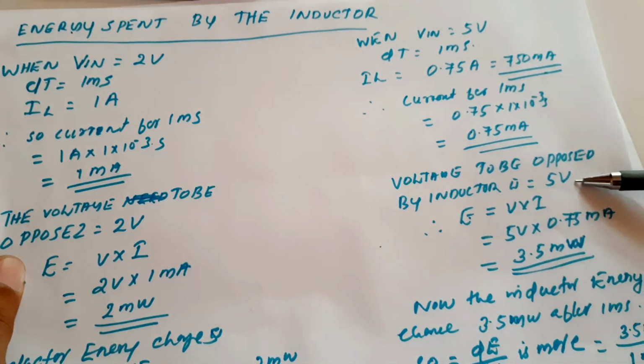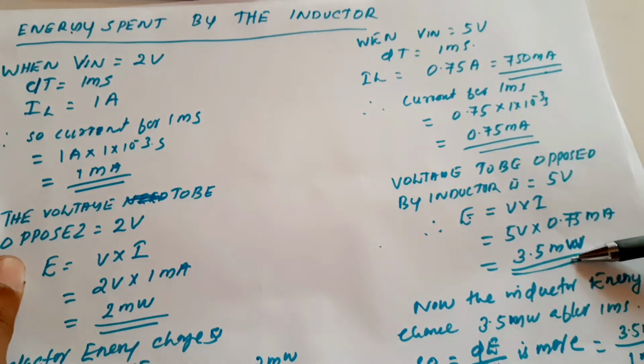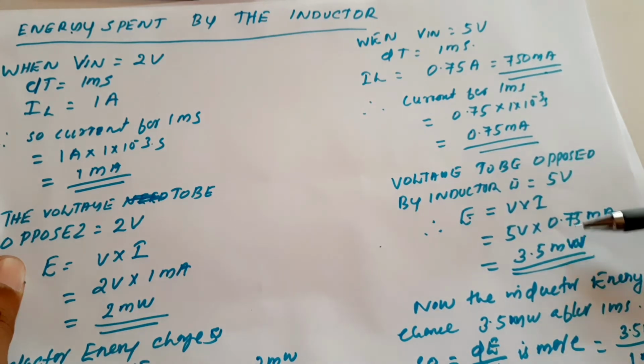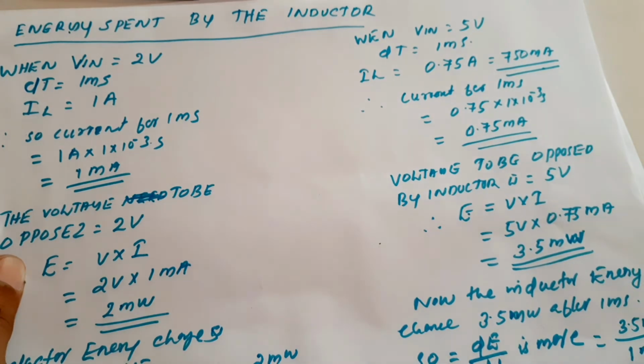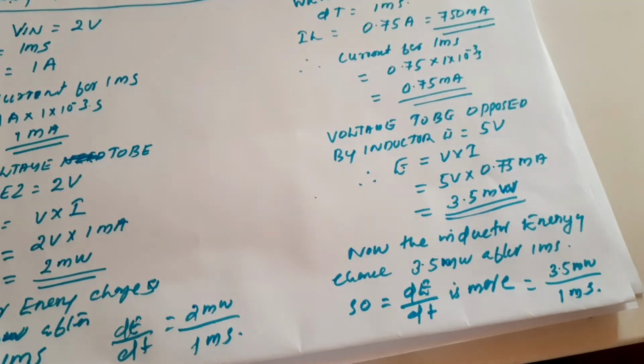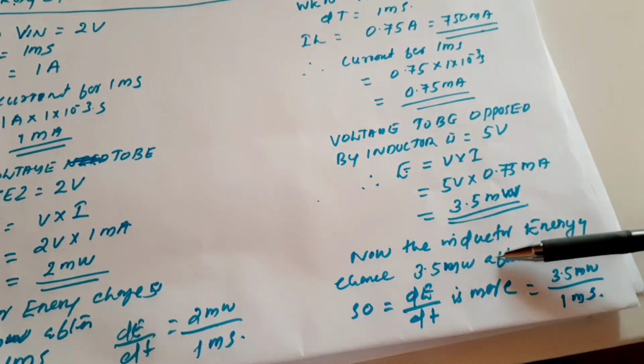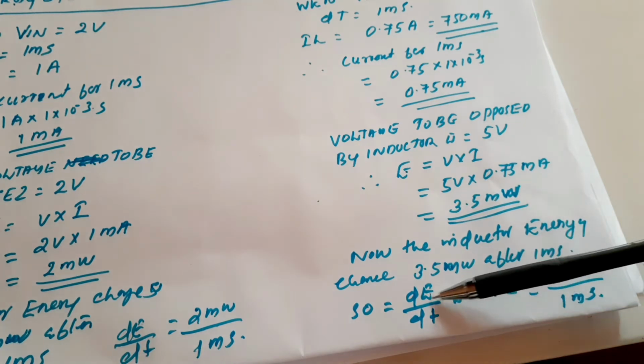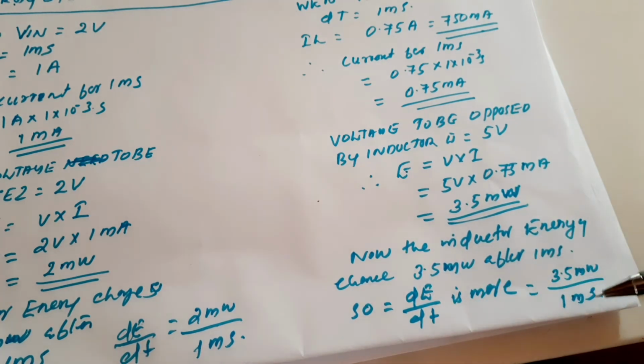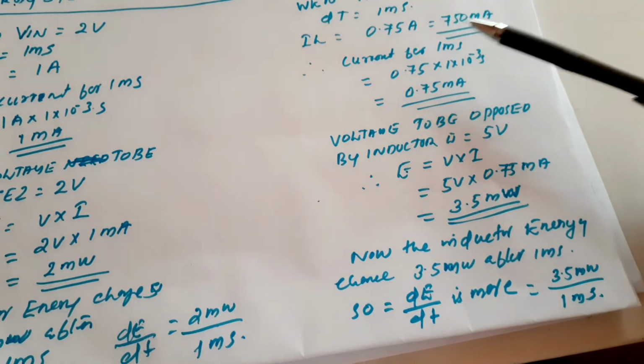Now when the input voltage becomes 5 volts, the inductor has to spend more energy to overcome it. So the inductor spends more energy in overcoming that. So 3.5 milliwatt will have to be spent. Now the inductor has to spend more energy, that is 3.5 milliwatt. So the change in energy in 1 millisecond is 3.5 milliwatt when the input voltage is 5 volts.